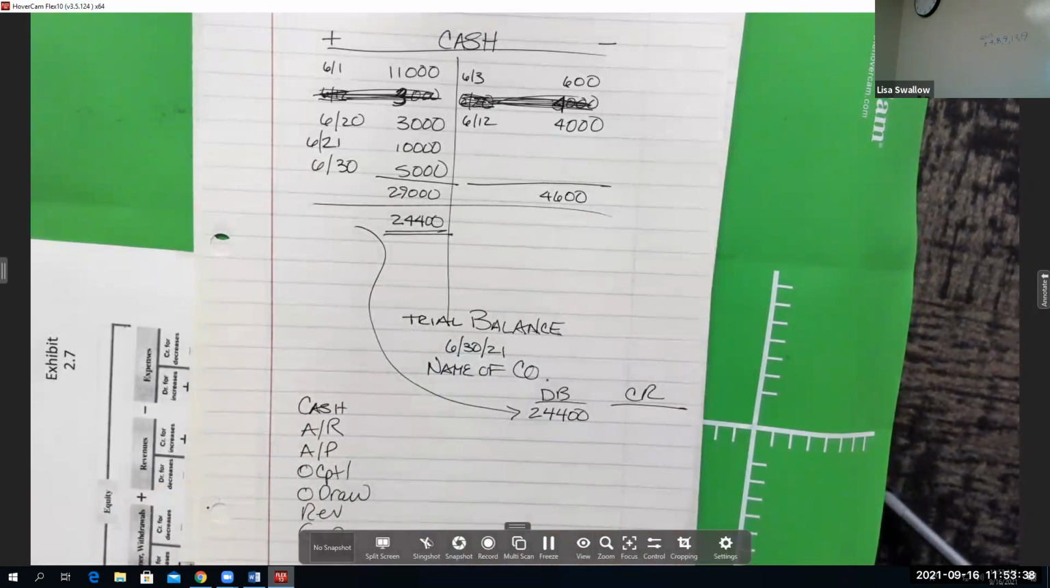See the process? Analyze your source documents. Journalize everything in chronological order. Post to the ledger. Run a trial balance.